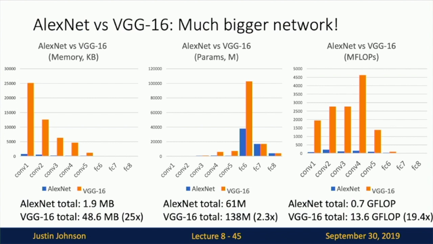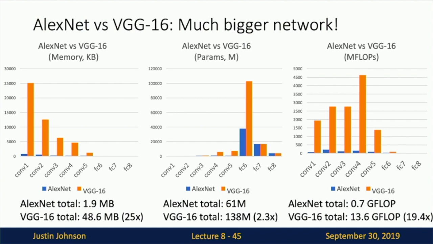And here, the overwhelming result from these graphs is that VGG is just a gigantic network compared to AlexNet. Can you even see these blue bars on these graphs? VGG is just dwarfing AlexNet on all of these different axes of computation. It takes dramatically more memory. If you look at the total amount of memory consumed by storing the activations for all of these outputs, then VGG is something like 25 times greater. If you look at the total number of learnable parameters, AlexNet had about 61 million. VGG16 has 138 million, so more than twice as many learnable parameters.